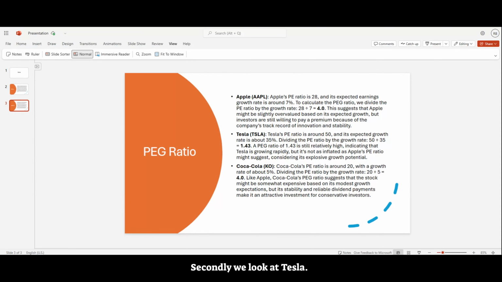Secondly, we look at Tesla. Tesla's PE ratio is around 50 and its expected growth rate is around 35%. Dividing the PE ratio by the growth rate is equal to 1.43. A PEG ratio of 1.43 is still relatively high. It's not as inflated as Apple's PE ratio might suggest, considering its explosive growth potential.